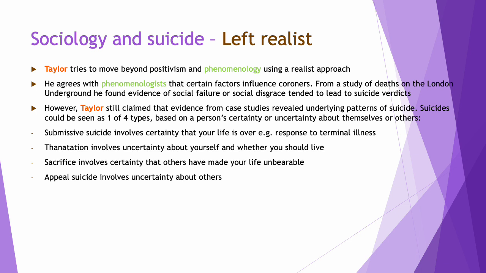Suicides could be seen as one of four types based on a person's certainty or uncertainty about themselves or others. Submissive suicide involves certainty that your life is over. Thanatation involves uncertainty about yourself and whether you should live. Sacrifice involves certainty that others have made your life unbearable, and appeal suicide involves uncertainty about others.